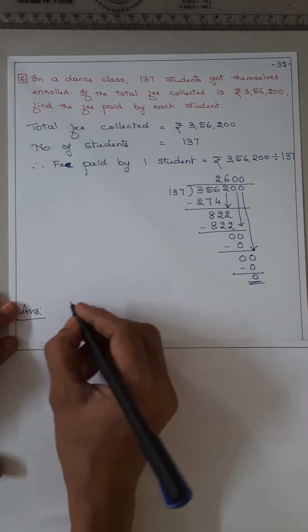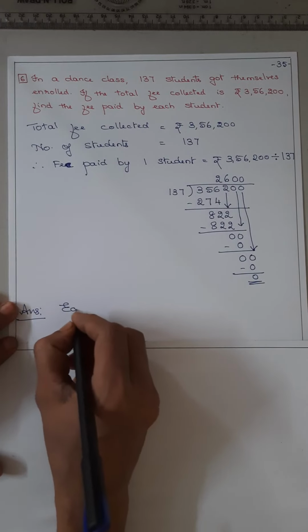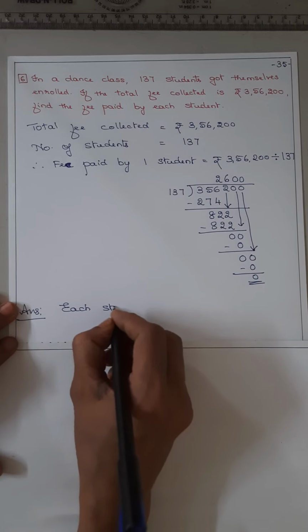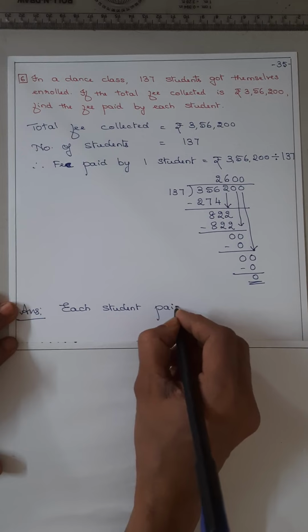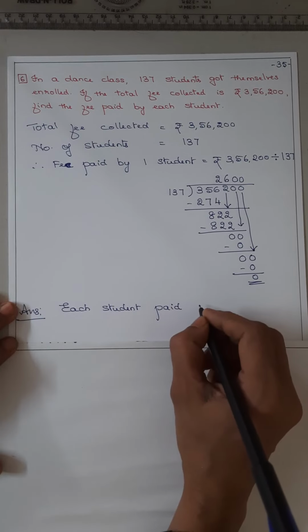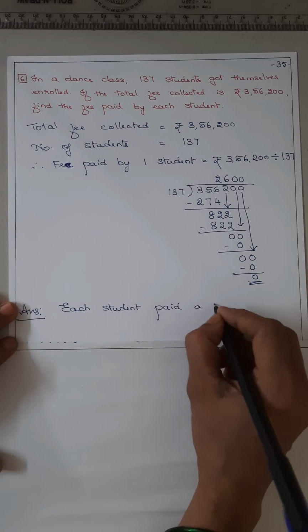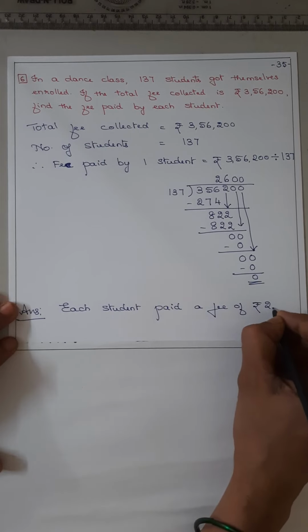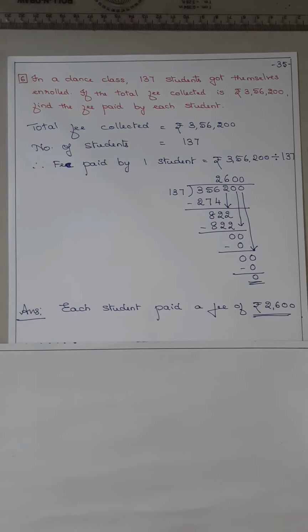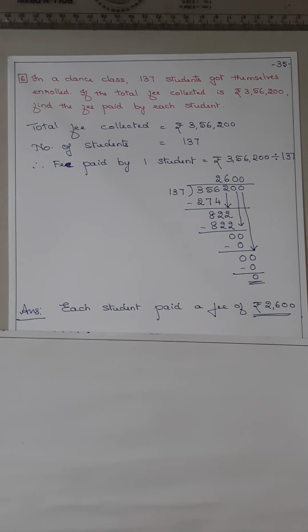Find the fee paid by each student. Each student paid a fee of rupees 2,600. Is it clear?